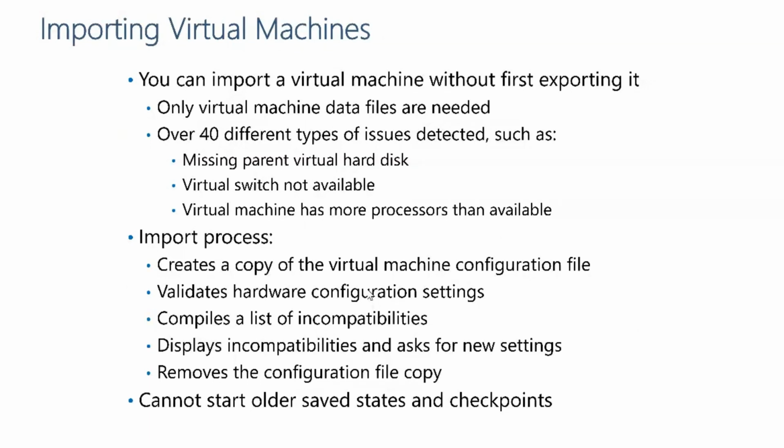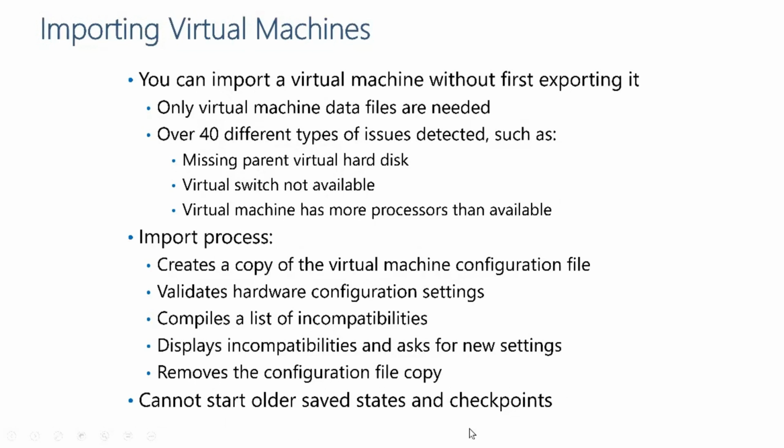Over 40 different types of issues can be detected as part of this. Because if you're exporting a virtual machine, what if that had a parent? What if the virtual disk, a virtual switch is not available on the new server? The virtual machines can have all these problems, but some of them can be fixed. So in the import process, you should create a copy of the virtual machine's configuration file, validate the hardware configuration settings, compile a list of incompatibilities, display the incompatibilities, ask for new settings, remove the configuration file copy, and you cannot restart older save states or checkpoints.